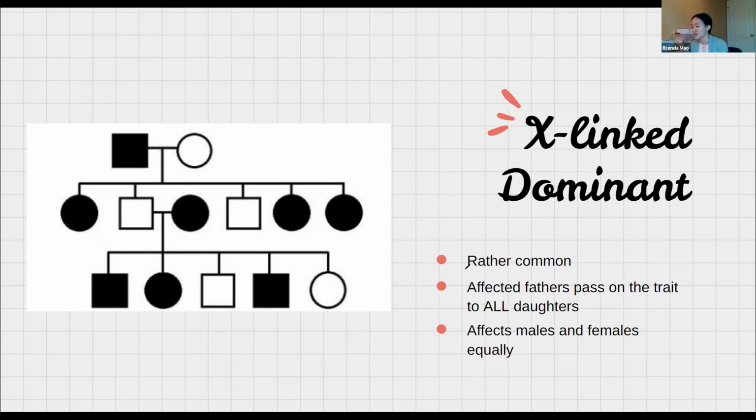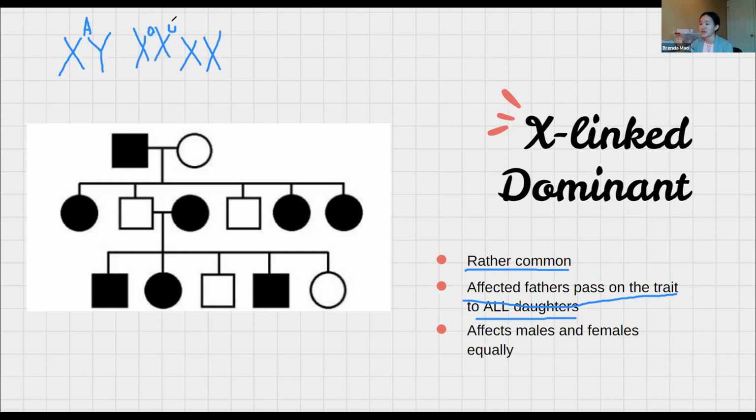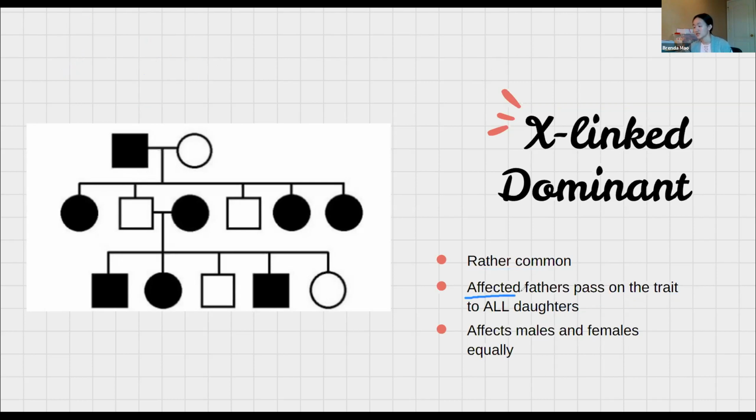So if we have something that's X-linked dominant, rather common. Again, it's dominant. But something to notice is that an affected father will pass the trait onto all of their daughters. And that is because males have 1 X chromosome while females have 2. So if a father is affected, let's just say it's an A, while a mother is not affected, or if a mother is affected, it wouldn't make a difference because as long as there is 1 dominant allele, the offspring is going to have the dominant trait.